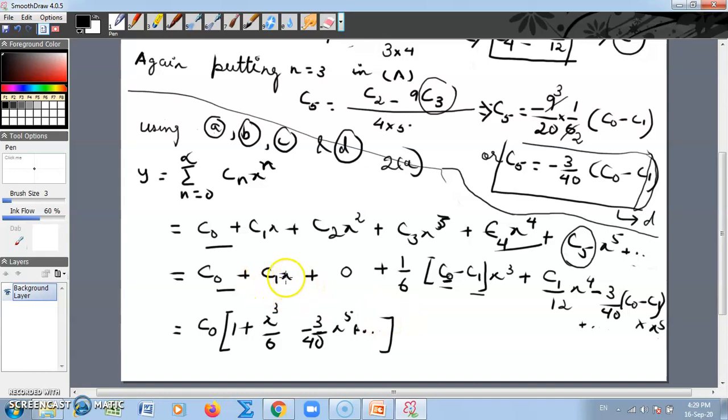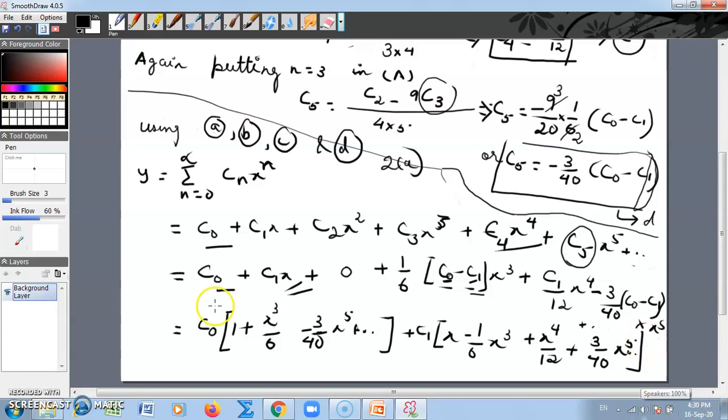Now look at the terms containing C1. So we have plus C1. If I take x common, then C1, then we have this one which is minus 1 by 6 x cubed, then again this one which is plus x to the power 4 by 12, plus from here again we have a C1, which is plus, minus minus plus, 3 by 40 x to the power 5. So you see we have terms which will go on and on.